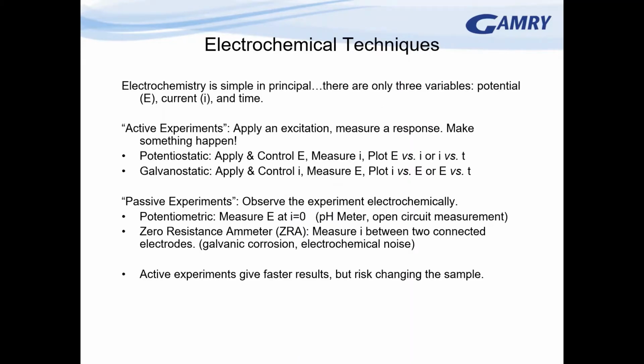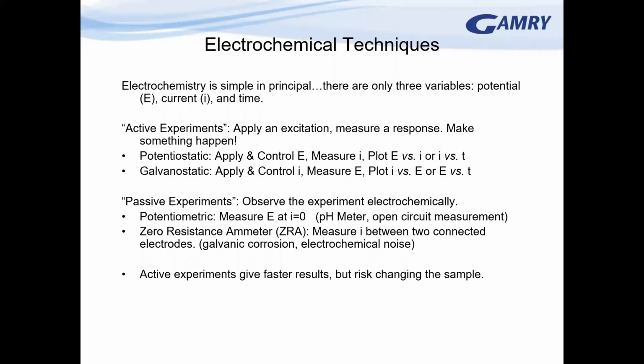Electrochemical techniques can be divided into active and passive experiments. Active ones involve applying an excitation to the system and measuring the response. For potentiostatic experiments, this involves controlling the potential and measuring the current, whereas conversely, galvanostatic ones involve controlling the current and measuring the potential.